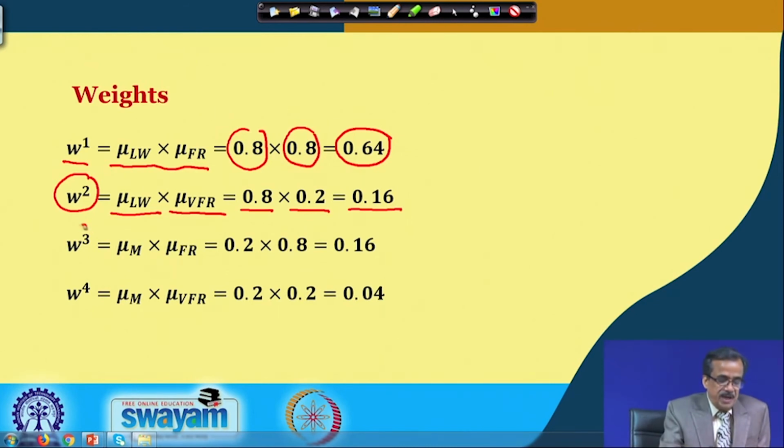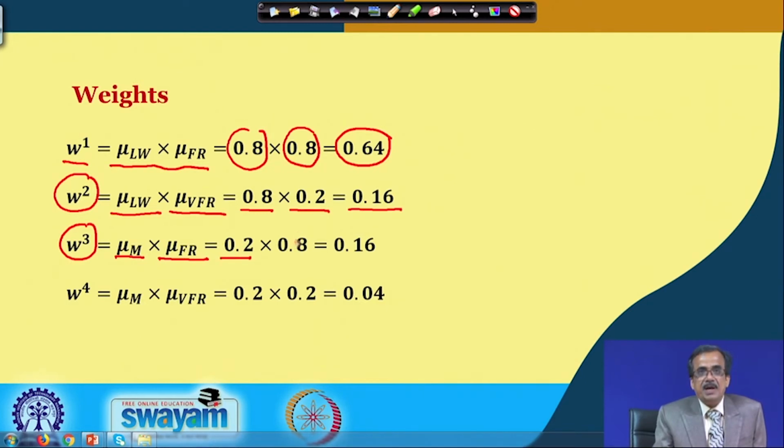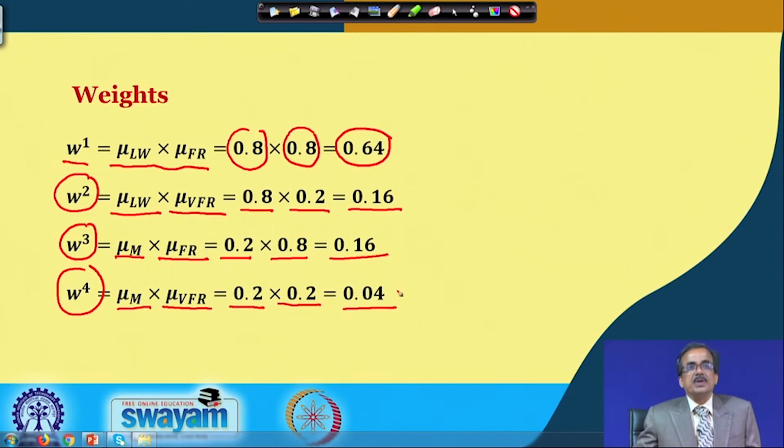Now, similarly corresponding to the third rule, we can find out W 3, that is nothing but mu medium multiplied by mu far, which equals 0.2 multiplied by 0.8. So, we will be getting 0.16. And corresponding to the fourth rule, the weight will be calculated as mu medium multiplied by mu very far, that is 0.2 multiplied by 0.2, and here we will be getting 0.04. So, this is the way we have to calculate the weights of the different fired rules.